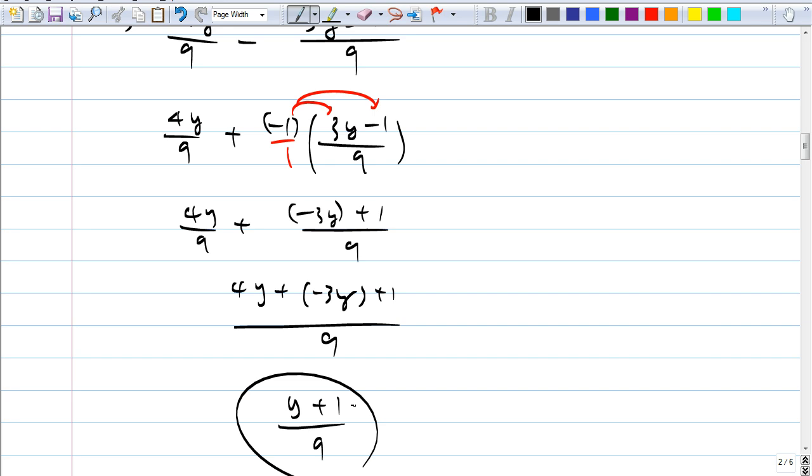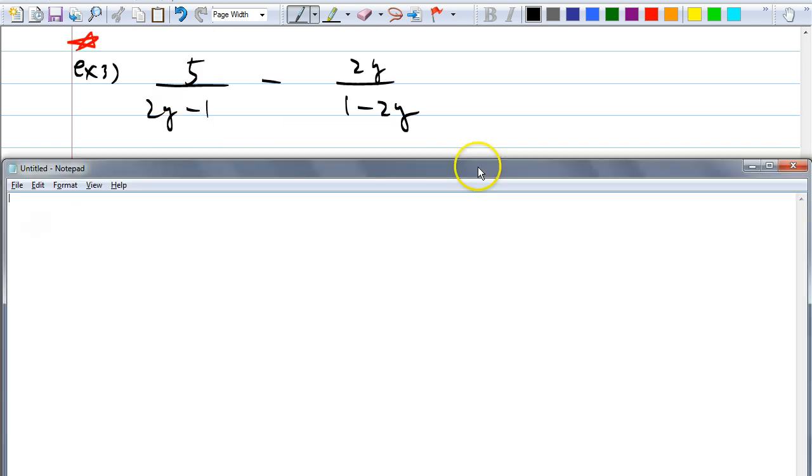All right, here we go. Let's move on to example 3. Okay, I like this example 3. I put a star on this one because you'll see why in a minute. I got 5 over 2y minus 1 minus 2y over 1 minus 2y. Okay. It looks like we don't have a common denominator, do we? Kind of, not quite. So let's do this one together.